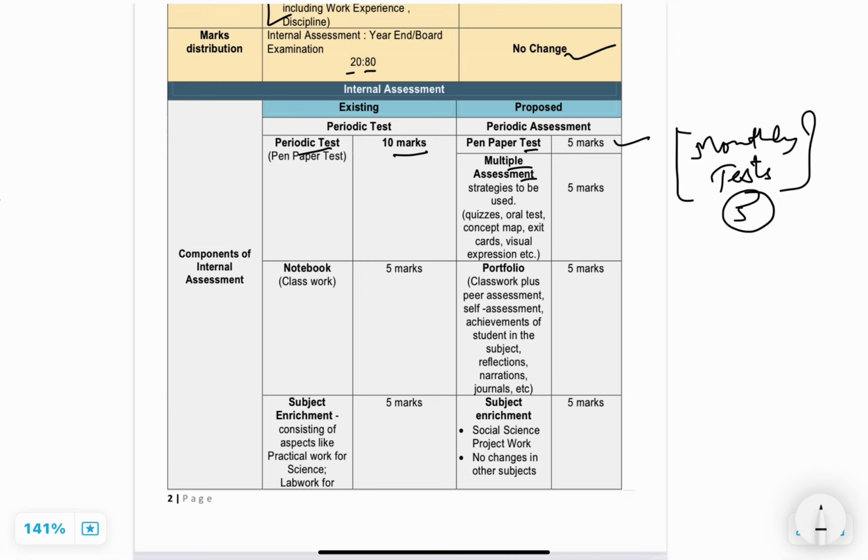Next one is multiple assessment. Strategies to be used are quizzes, oral tests, concept maps, exit cards, visual expressions, etc. It depends on the teacher how they track your performance, and this will carry 5 marks weightage. So this is your multiple assessment.